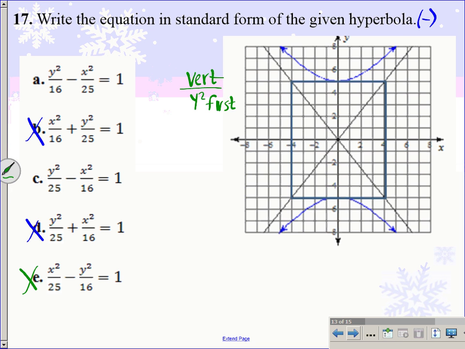And now, to tell the difference between a and c, you have to look and see where your vertices are. Our vertices are at positive 5 and negative 5. So that means a is 5, which means a squared is 25. And remember, for hyperbolas, a squared always comes first. So option A has 16 coming first. We can eliminate it. Our only option then is C, which has the 25 coming first, which means the answer is C. So really important that you use process of elimination here to help you with this problem.